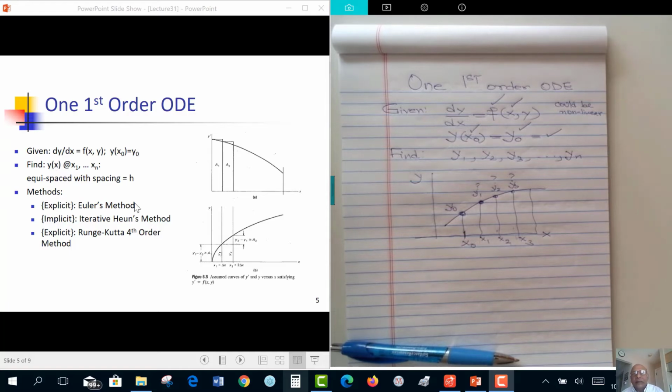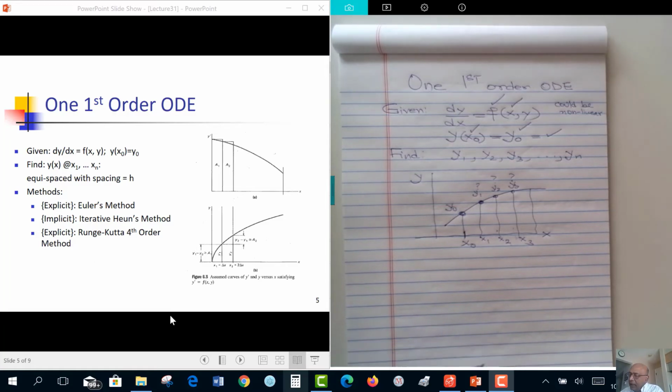Okay, so that is our problem statement, and we are going to cover three methods to solve this first order ordinary differential equation. First, we are going to cover Euler's method today, which is an explicit method. Then we are going to cover an iterative Heun's method. Iterative methods are implicit methods. And then we are going to cover the Runge-Kutta fourth order method, which is an explicit method.